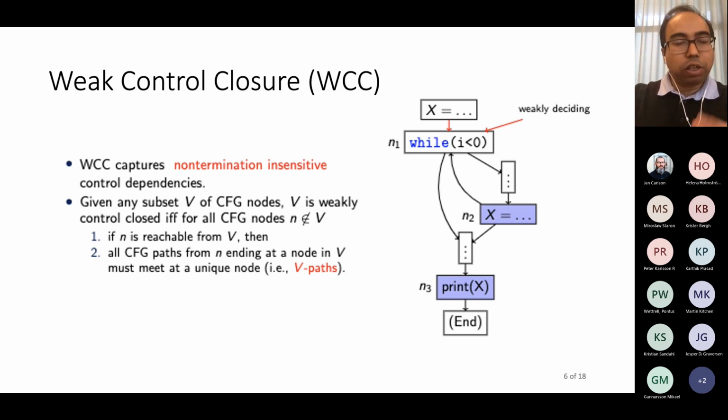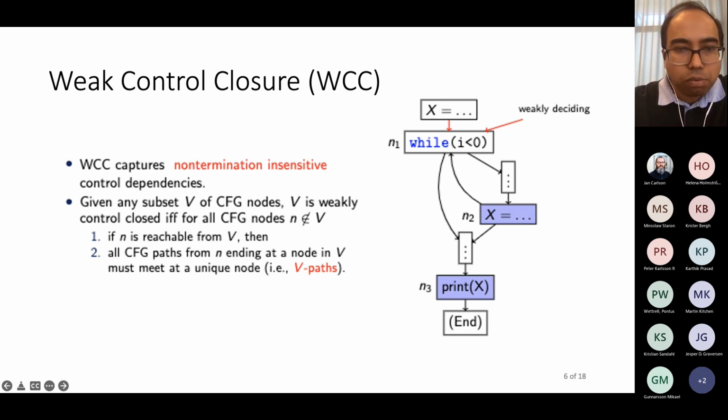And the definition is like this: given a subset V of control flow graph nodes, this V can come from the client application of this weak control closure. So we are given any subset V, and we say that V is weakly control closed if, for all control flow graph nodes n which are not in V, two conditions must be satisfied. If n is reachable from V, then all control flow graph paths from n ending at a node in V must meet at a unique node. So I will explain this in this graph.